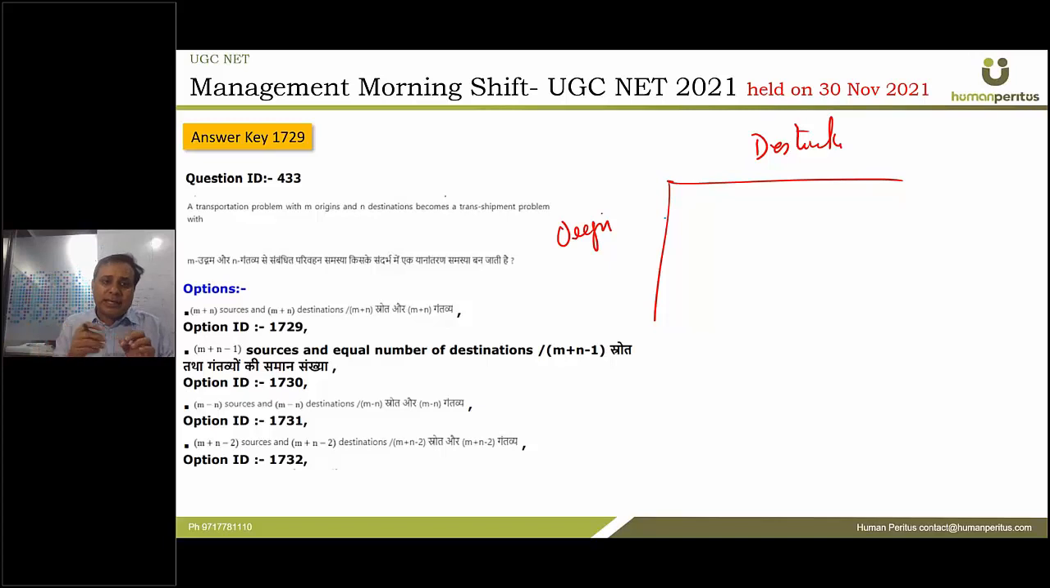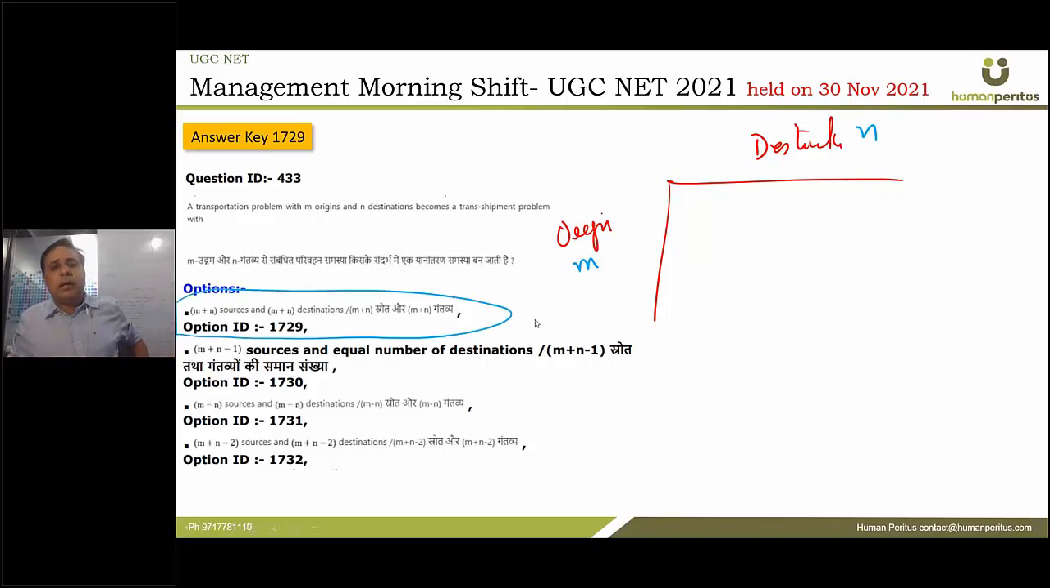Therefore, in this case, your sources, so if they are M origin and N destination, so transshipment is a special case of transportation problem क्योंकि origin से destination जा सकता है, destination से origin भी आ सकता है. So your sources will become M plus N and your destination will also become M plus N, and therefore correct answer will become your A.